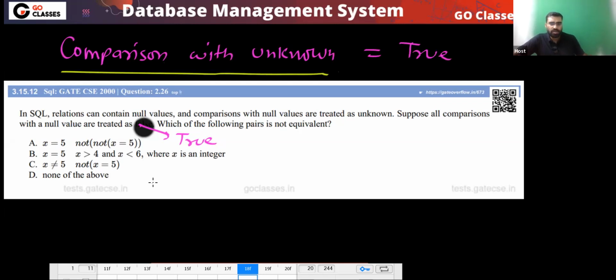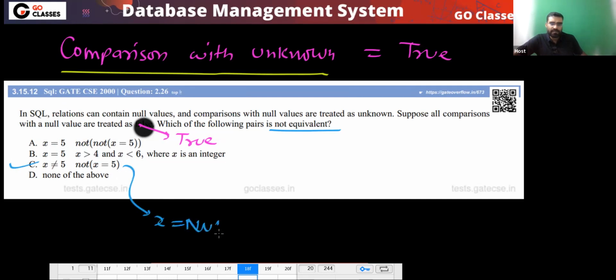In this situation also, let's see the option A. Comparison with that will be true. If x is null, just check where x is null, then this comparison will become true. This will become true, this will become false, this will become true. So they are equivalent. In this situation, the question is asking not equivalent. Again, if you have null, then this comparison will become true. Next, you can notice again the answer will be this, because again the same thing will happen.